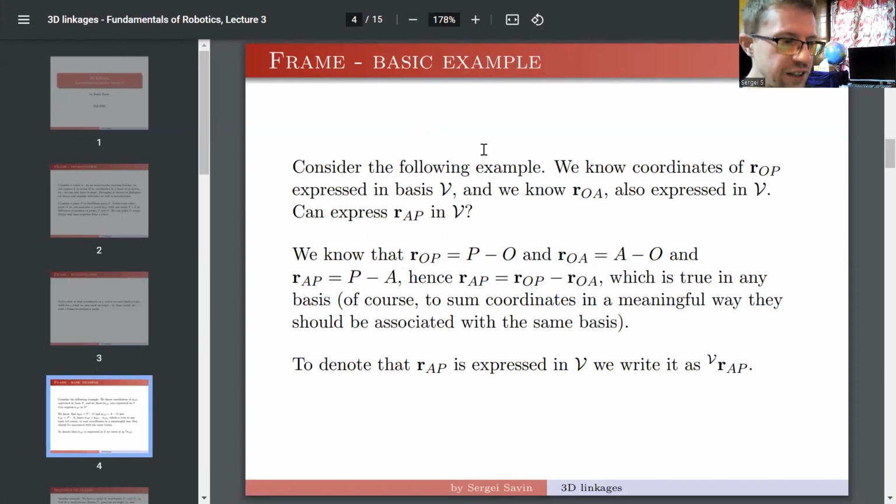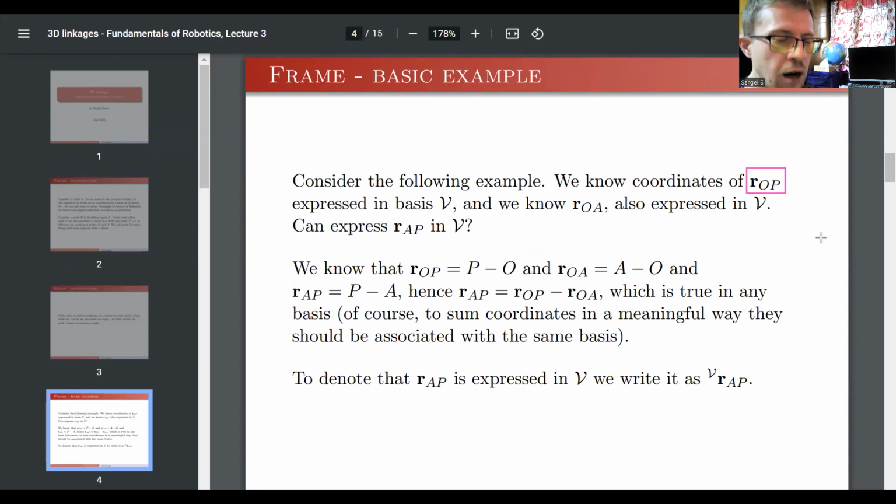Okay, so consider an example. We know coordinates of a vector R sub OP in some basis V. And we know coordinates of some vector R sub OA, also expressed in V. Can we express this vector in V? So let's first just read this carefully, what I mean.